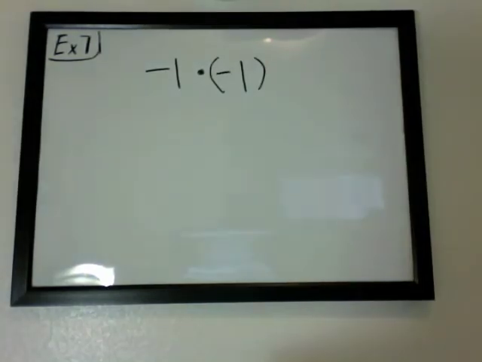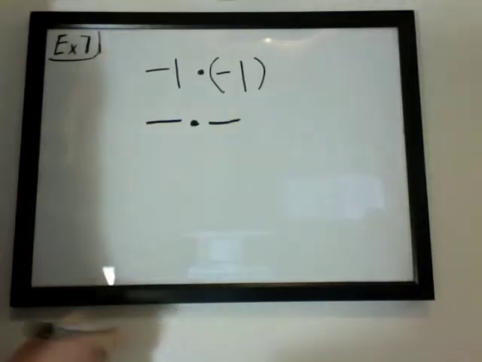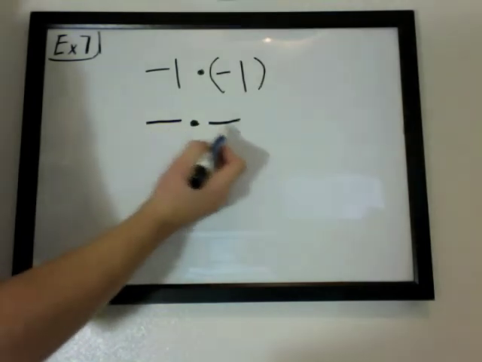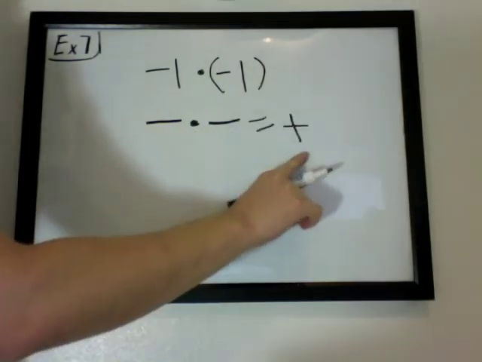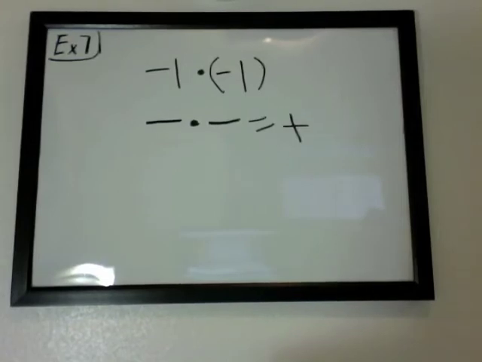Example 7, what if you're multiplying negative numbers? Say we have this, for example, negative 1 times negative 1. Well, the rule that you have to memorize is if you have 2 negative numbers, they become a positive number. So if you have a negative number here, another negative number over here, and you're multiplying them, they become positive. So you can think of this as 2 of the same thing is a good thing, so it's positive.